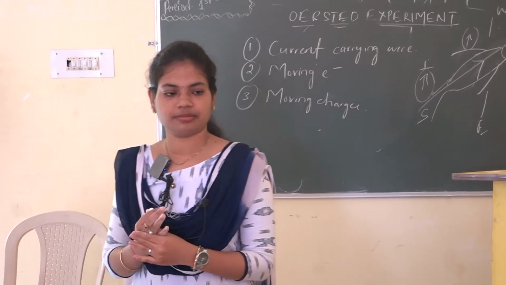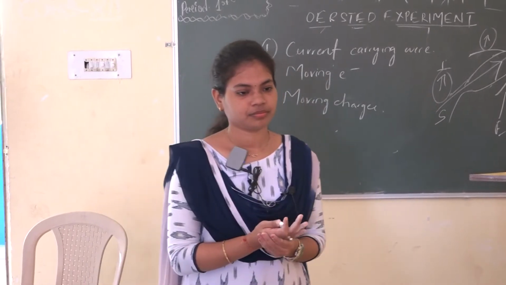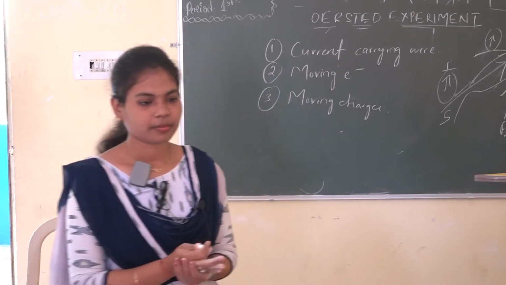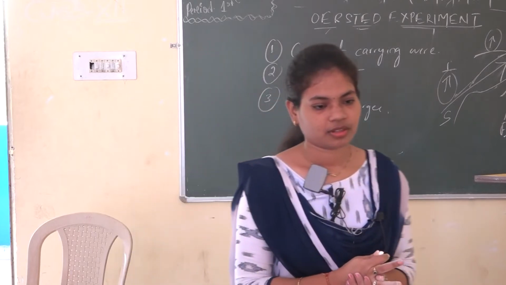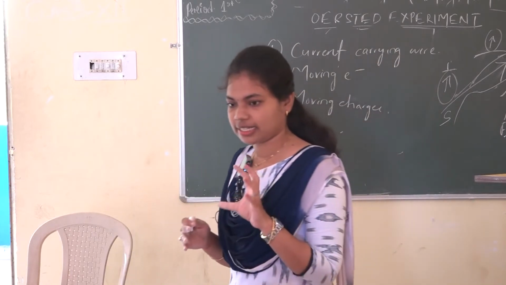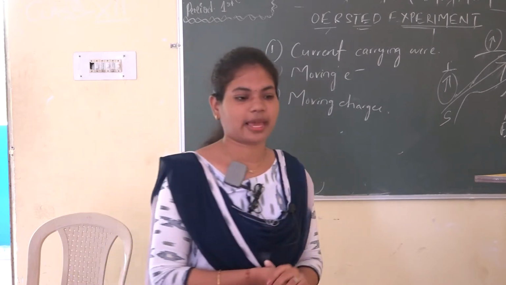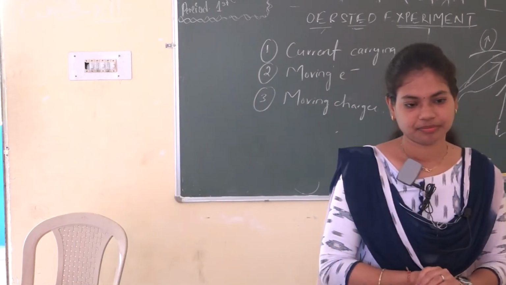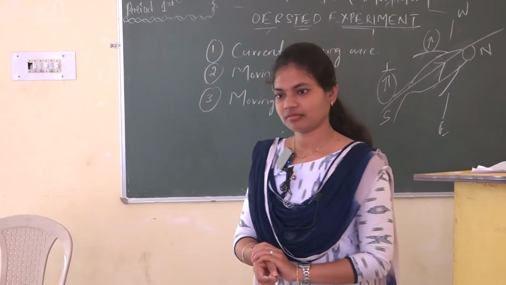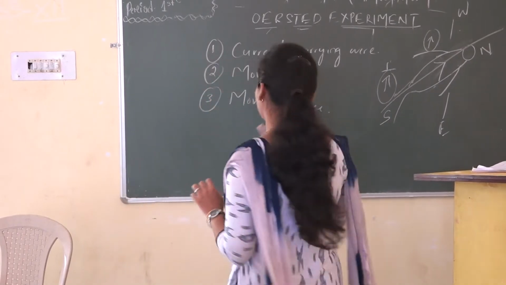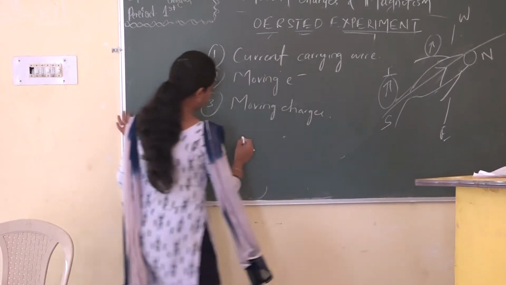What is that magnetic field? It means the region around. What do you mean by electric field? The region around which electrical force can be experienced. The space around a test charge, that is electric field. Then what do you mean by magnetic field? The space around a current carrying wire.